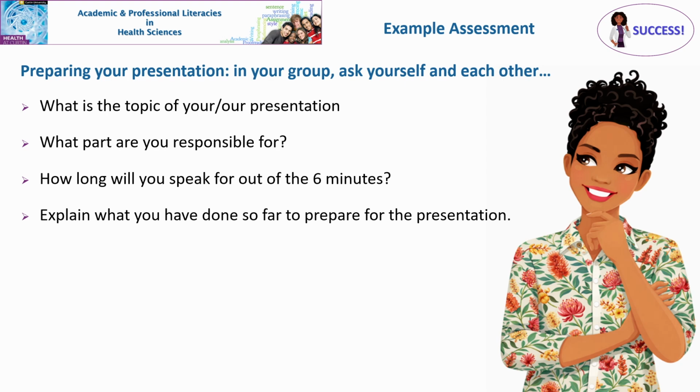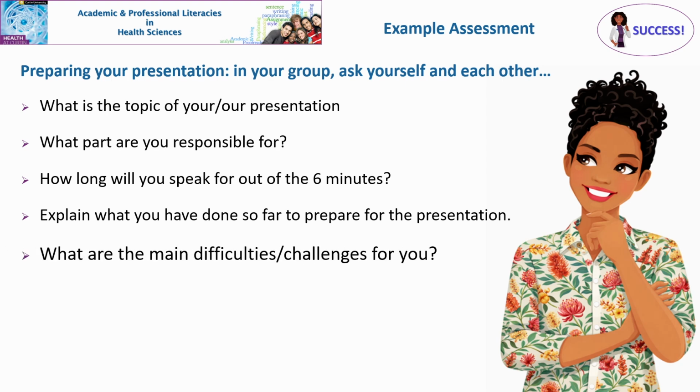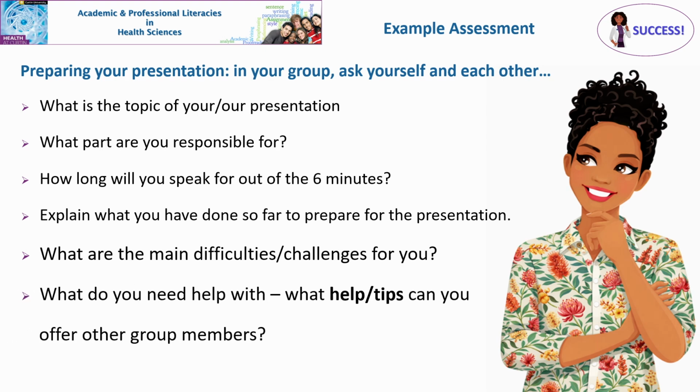Explain what you have done so far to prepare for the presentation. And what are the main difficulties or challenges for you? You can talk about this in your group. And what do you need help with? What helps or tips can you offer other group members as well as asking for their help? Remember, this is a group presentation. You are working together.